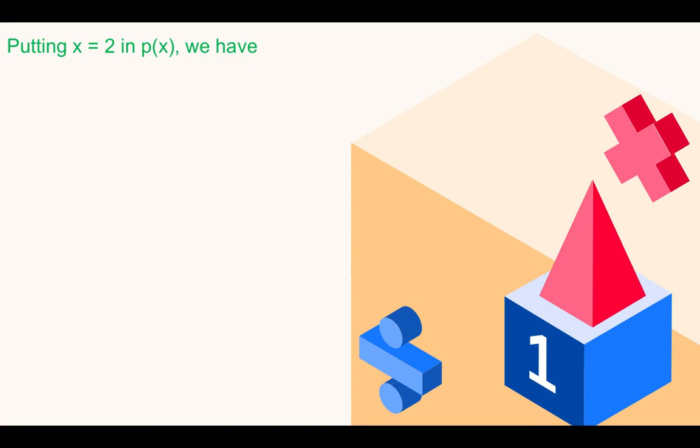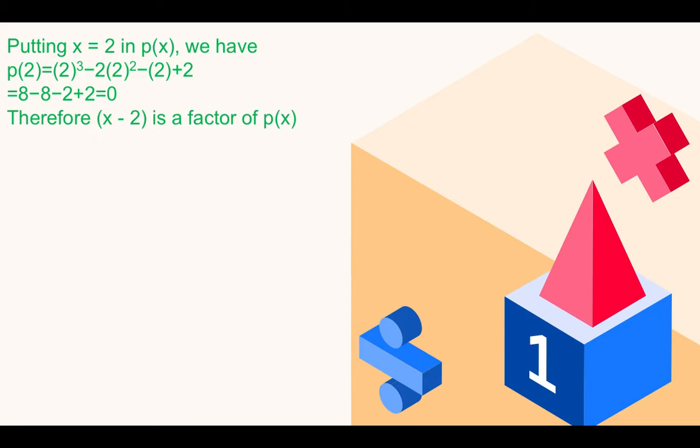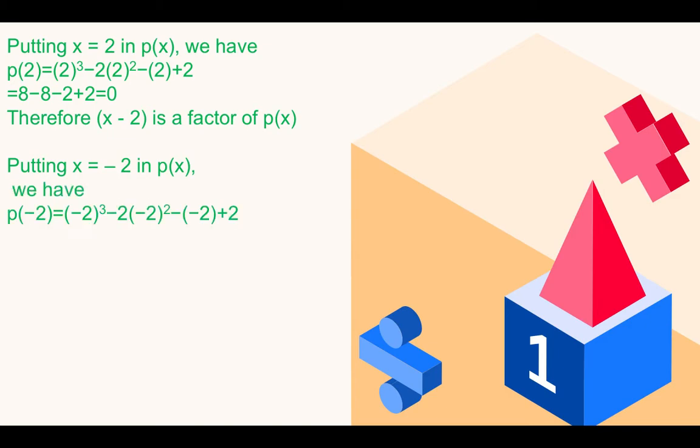Now we will put the value of x as 2. We will find P of 2. On solving this, I get 0. Okay, so I can conclude now P of a is 0, means P of 2 is 0. Therefore, x minus 2, or x minus a, is a factor of the given polynomial P of x. Now I will check for minus 2 also. I will substitute the value, P of minus 2. So P of minus 2 is equal to minus 12. That means this value is not 0. Therefore, x plus 2 is not a factor of the given polynomial.